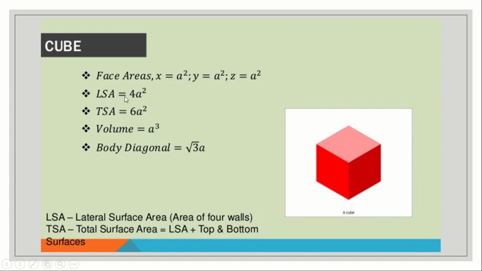Next is lateral surface area or curved surface area. Lateral surface area is also called curved surface area, which is equal to 4a square. Next is total surface area. Total surface area is equal to 6a square. Volume of a cube is equal to a cube. Next is body diagonal. Body diagonal is equal to root 3 a.